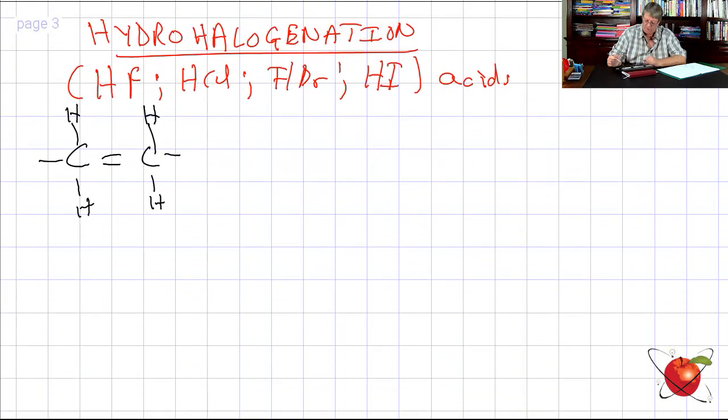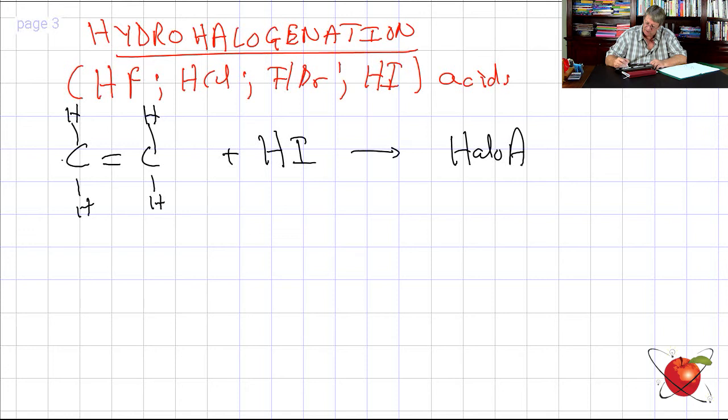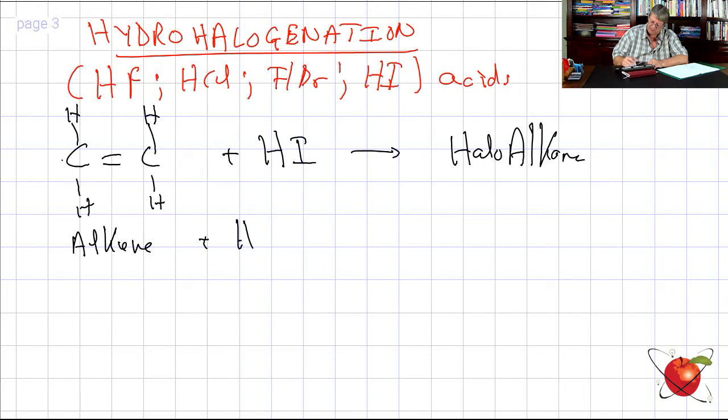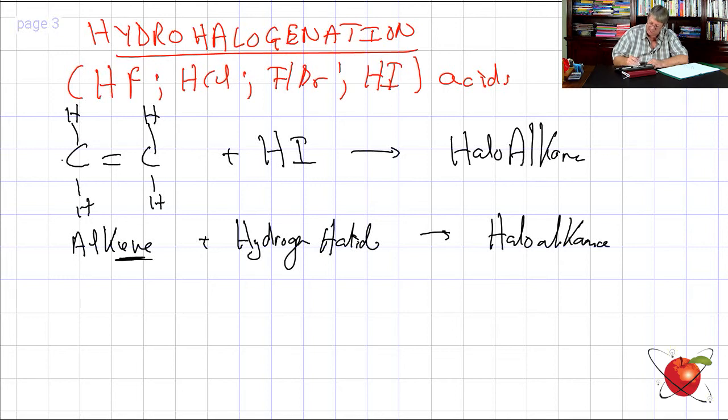So first of all, this process is an addition reaction. We're breaking an ene to an ane. So I'm adding in here, let's add HI, shall we? And we're going to get a haloalkane again. That's what we're going to get. An alkene plus a hydrogen halide. Let's just write it down. Alkene plus hydrogen halide goes to a haloalkane. There's the ene breaking to an ane.